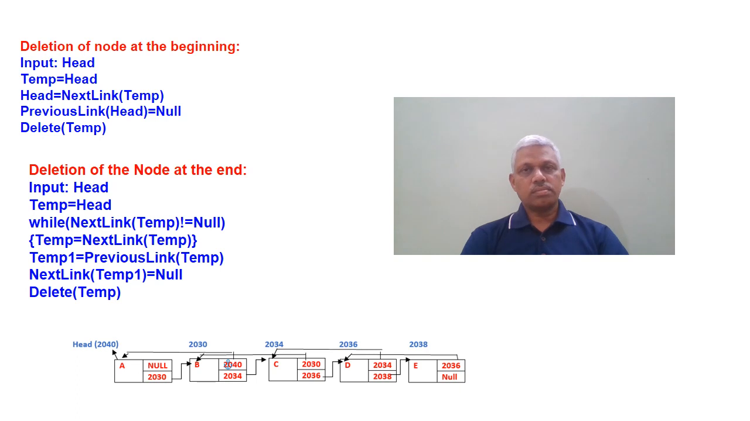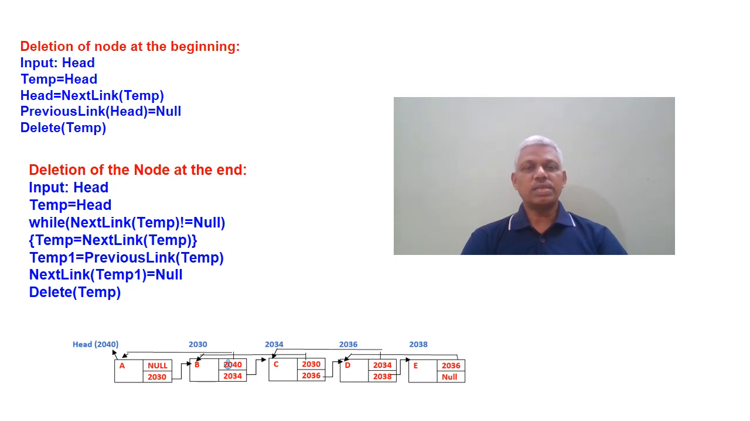When it comes to the deletion, whatever is the current head should be deleted, and the next node to the right of head shall become the new head. So the input is head, temp is taken as head, and head is taken as the next link of temp. Whatever next link is there in the head should become the new head, the previous link of head shall be made null, and we need to delete temp.